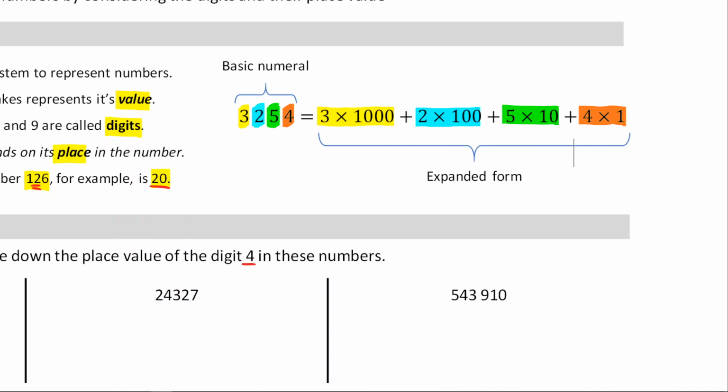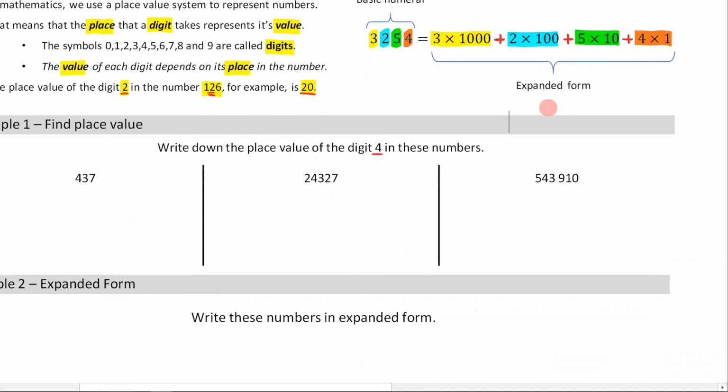Now what we're going to do is we simply plus each of these together. So we plus, we plus, we plus. 3,000 plus 200 plus 50 plus 4 is equal to 3,254. So that is what the expanded form is all about. Let's now work through some examples here.